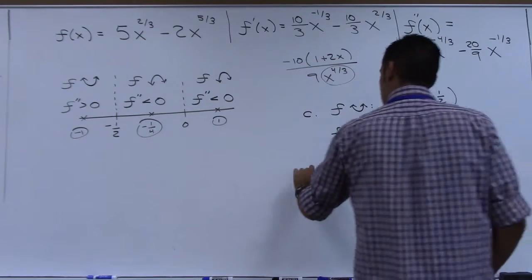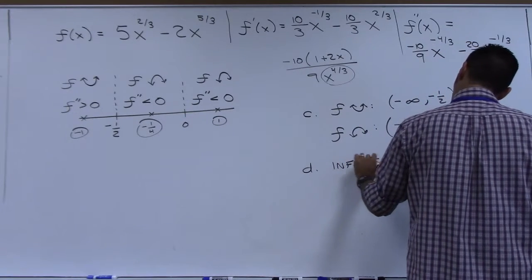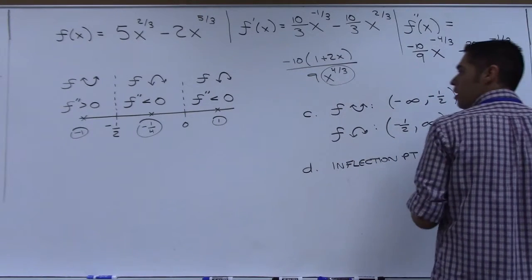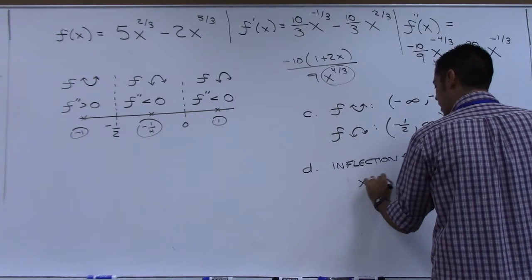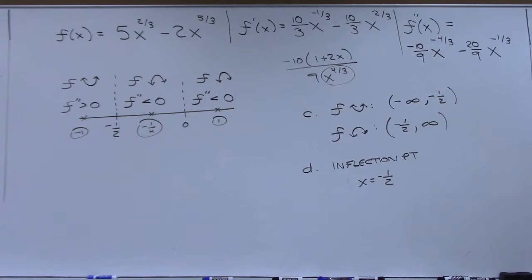Okay, last thing, D, inflection point. Do we have any inflection points? Only one of them, right? X is negative 1/2. And then you could plug that in to the original function to figure out what it is.